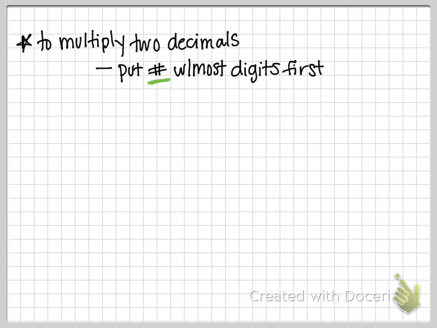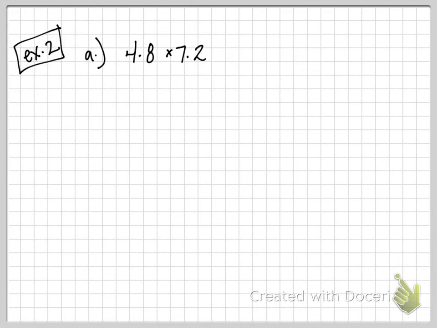Liam, question. So it doesn't matter which one we put first. So let's just say 4.8 times 7.2. I'll just do it in the exact order that it was given to me. Okay, now I do my multiplication. I don't worry about the decimals right now. I just do my multiplication, 2 digits by 2 digits.